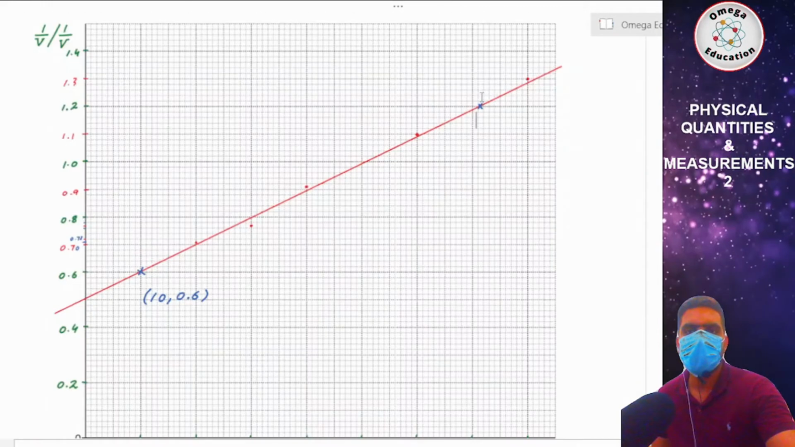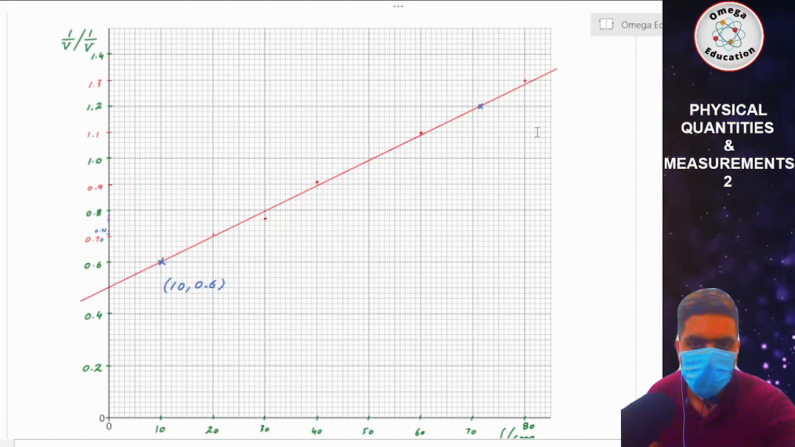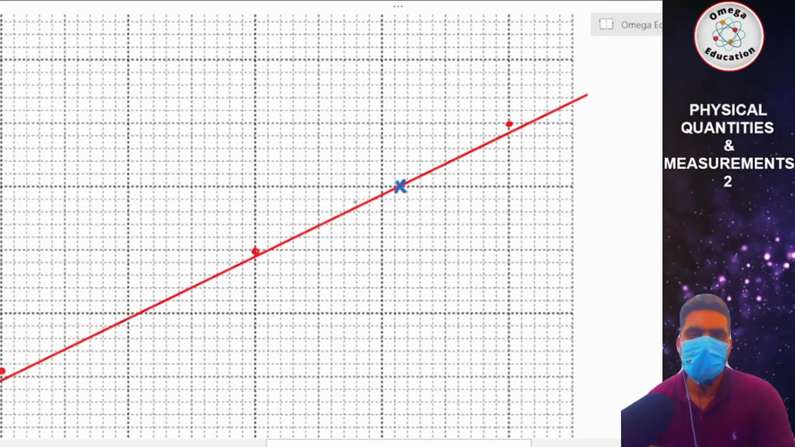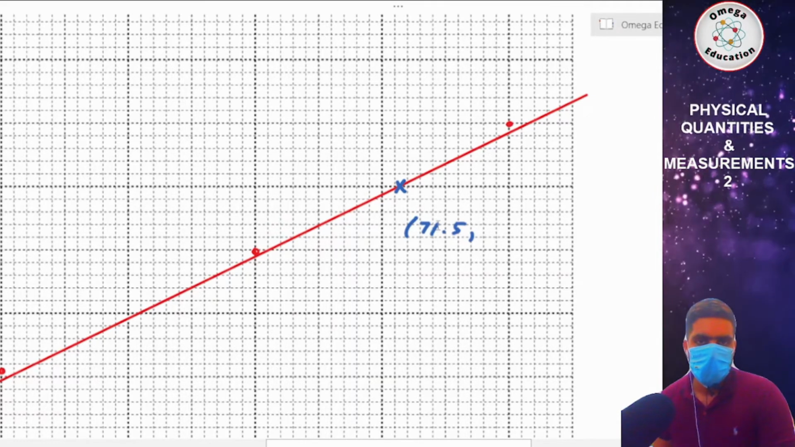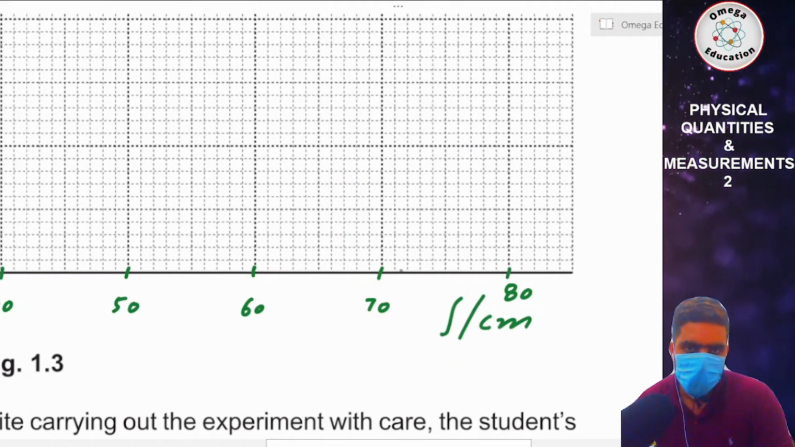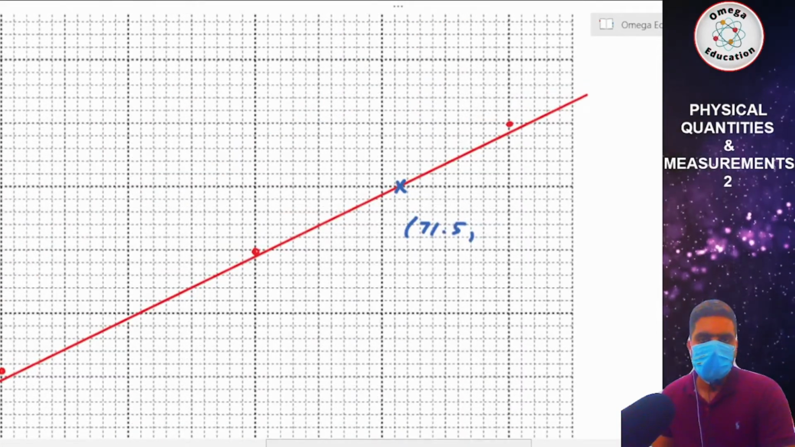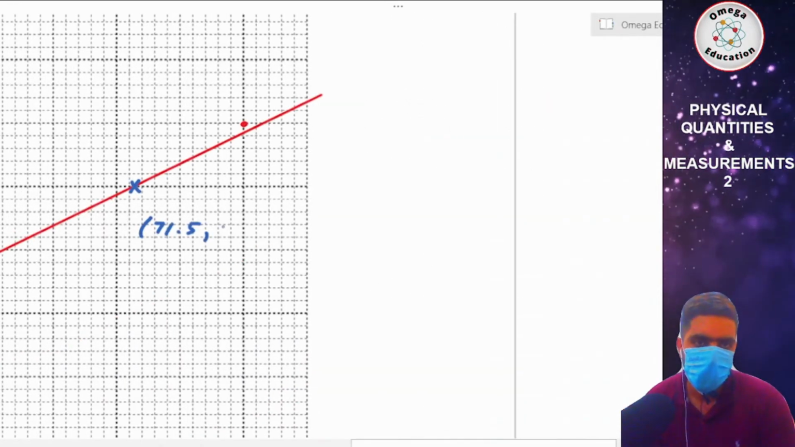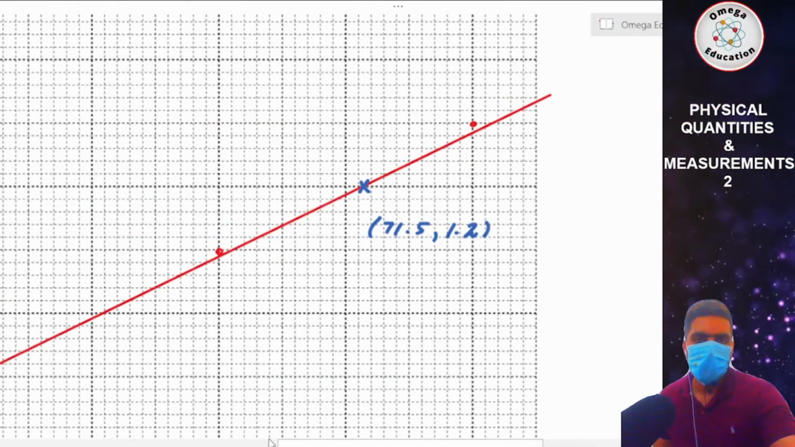Let us write the coordinates. So 1.2 from the y-axis and 71.5 from the x-axis. Because it's someplace over here. If I stretch it down, extend it downward, it's someplace over here between 71 and 72. 71.5 from the x-axis and 1.2 from the y-axis. 71.5 and 1.2.